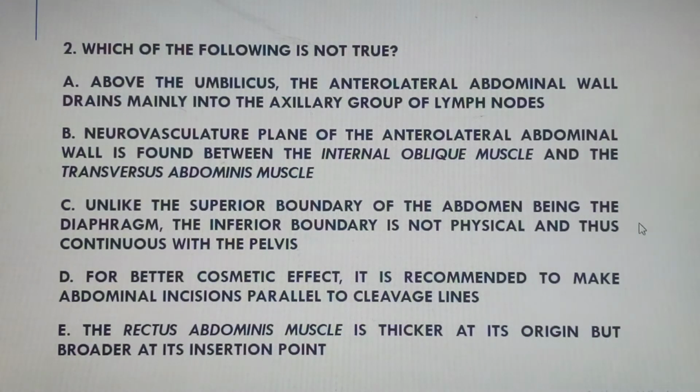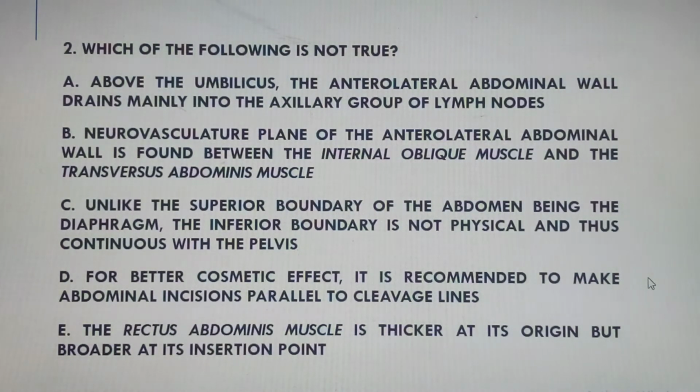Option C says, unlike the superior boundary of the abdomen being the diaphragm, the inferior boundary is not physical and is thus continuous with the pelvis. Of course, we know that the thoracic cavity is separated from the abdominal cavity by the thoraco-abdominal diaphragm. But the inferior aspect between the abdomen and the pelvis has no physical boundary. Imaginarily, the pelvic brim will tend to separate them, but they are continuous. That's why we tend to say abdominopelvic cavity.